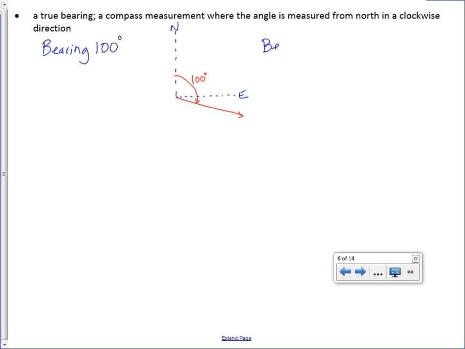If I said draw me a vector with a bearing of 300 degrees, let's think about that one. And this is where I might draw all 4 compass quadrants this time. So this is north, and I want to go 300. Think of it, I'm spinning my arrow clockwise from north. When I hit 90 degrees, I'm heading east. I go another 90 degrees, I'm going to be heading south. So a bearing of 180 would be south.